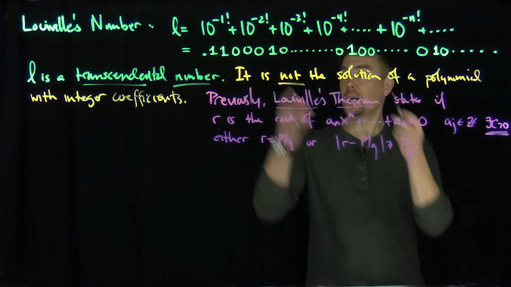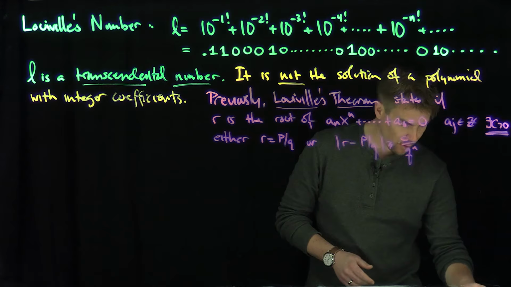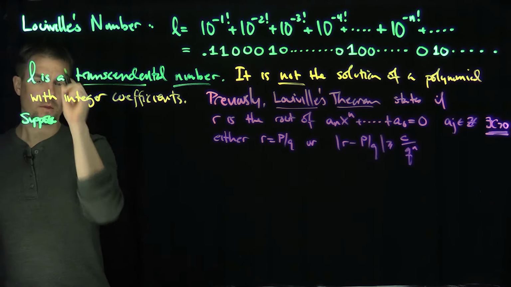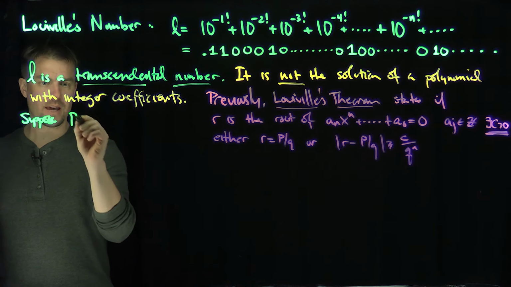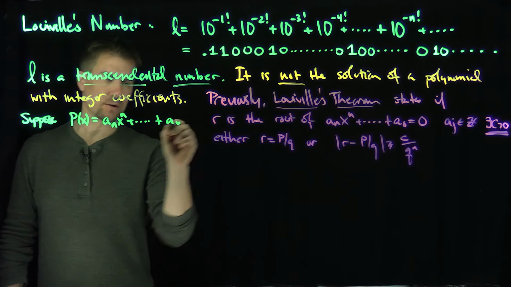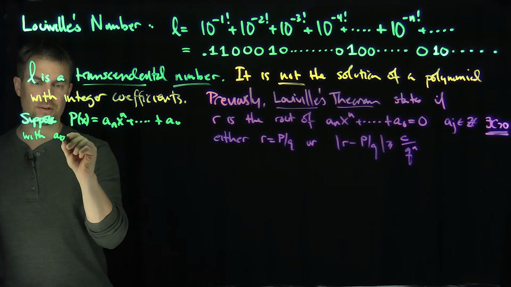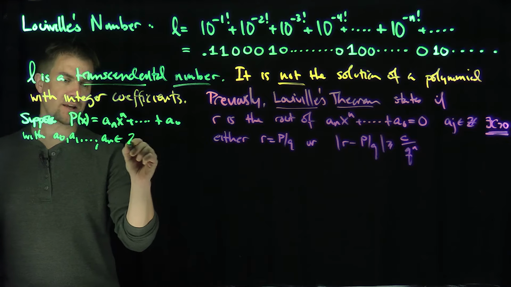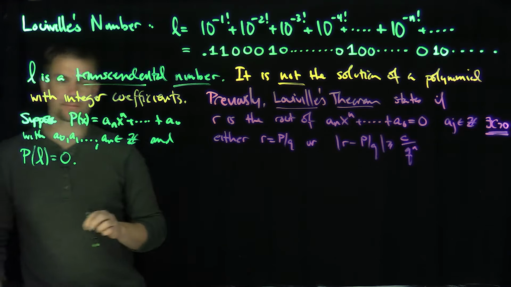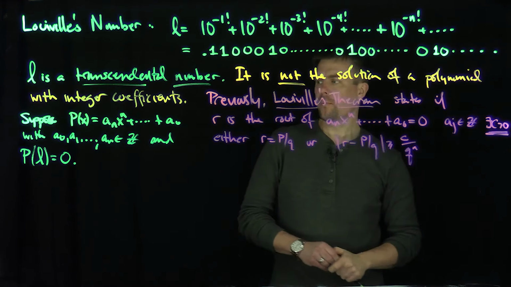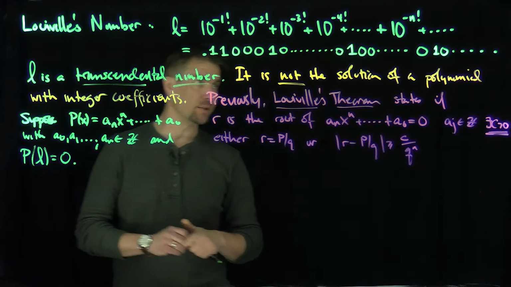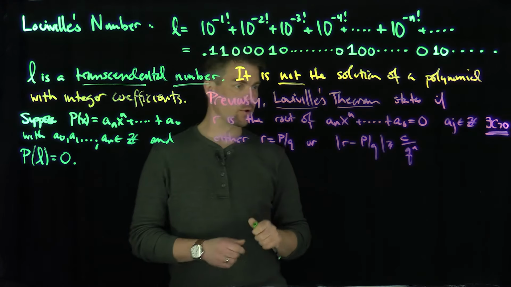So let's suppose we could actually find a polynomial with integer coefficients. Suppose that this polynomial P of x is a_n x to the n all the way down to a_0, with integer coefficients, and P of this Liouville number is equal to 0. Okay, so what do we know? Either this number is a rational number, which it's clearly not, because it goes on forever with no repeating pattern.